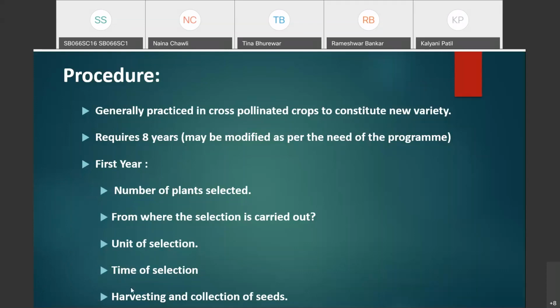Okay, the selection of the plants with the desirable characters is carried out at the time of harvesting. Why is the selection carried out at harvesting? Because only at this stage can their yield and other quality attributes be properly judged. That's why the selection is carried out at the time of harvesting.